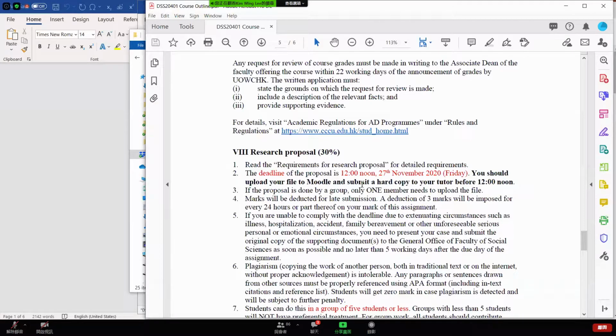And then you need to submit a hard copy, okay? Not a hard copy, maybe a soft copy to your tutor. Hard or soft copy, because I don't care, because sometimes some teachers prefer hard copy. They won't read stuff on screen, okay? But maybe I change it a little bit. You can submit a soft copy to your tutor as well, okay? So if the proposal is done by a group, only one member needs to upload the file, okay? Marks will be deducted for late submission. For every 24 hours, 3 marks will be deducted, okay?